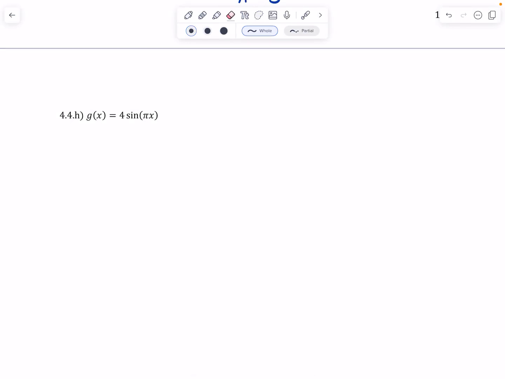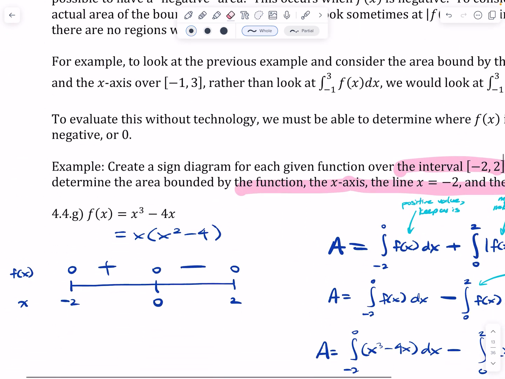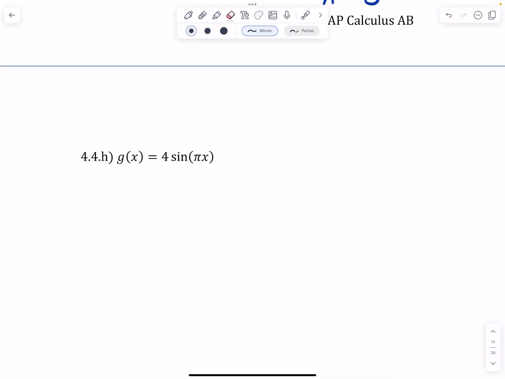Here's a video on how to tackle this particular example. Remember, we were finding area under the curve over a specific interval, and that was from -2 to +2. So over the interval -2 to 2, that's what we're playing with.